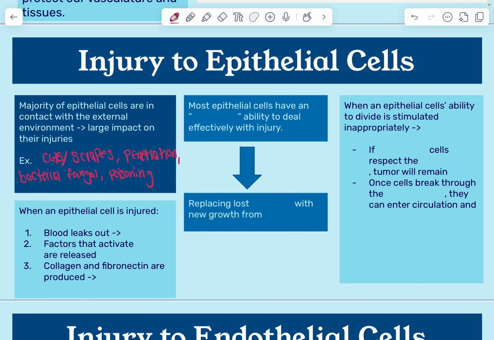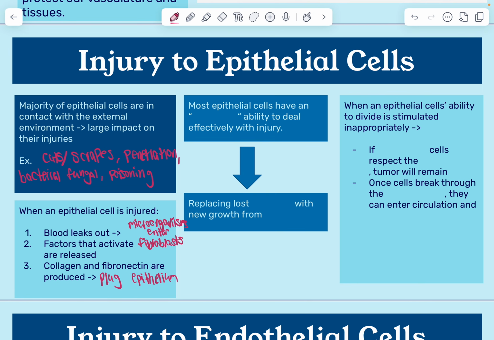When an epithelial cell is injured, blood leaks out that allows microorganisms to enter, and factors that activate fibroblasts are released. And then collagen and fibronectin are produced that create a plug for the compromised epithelium.